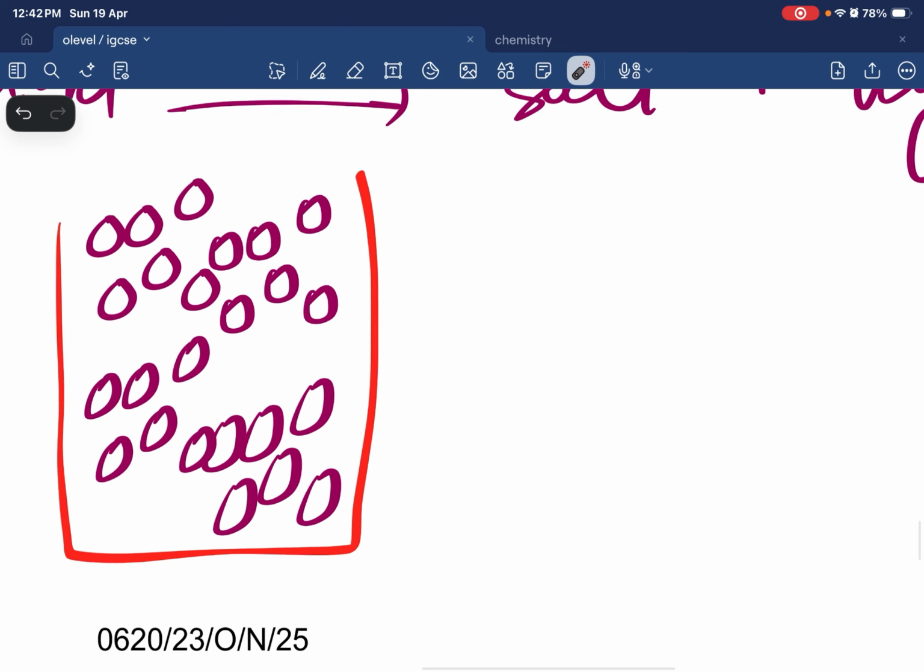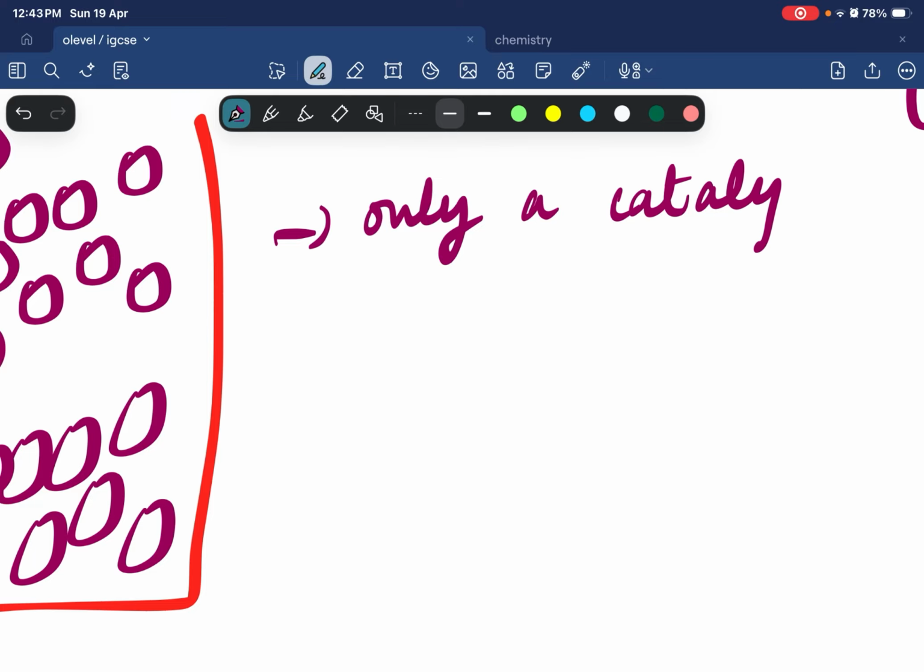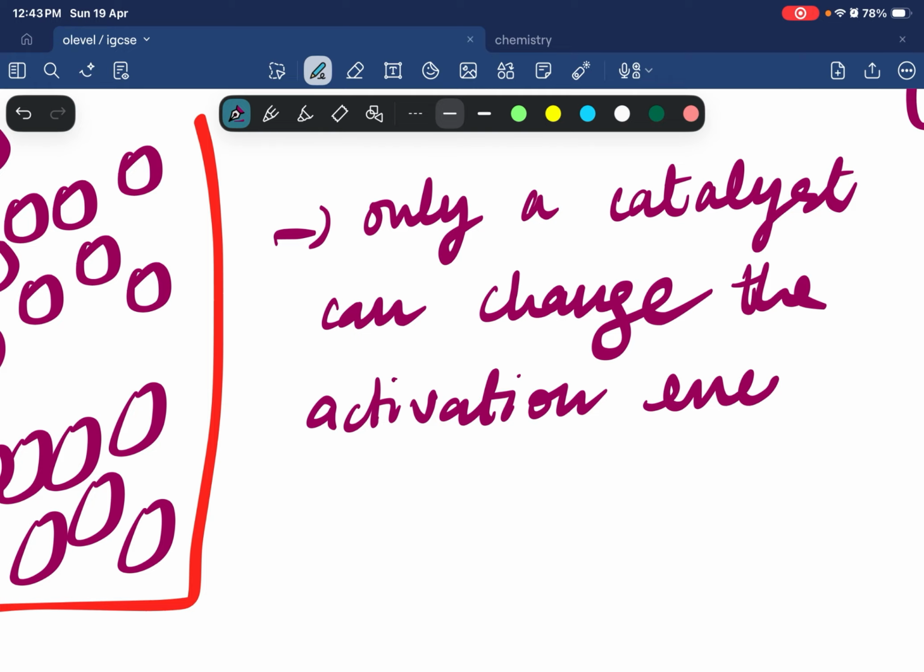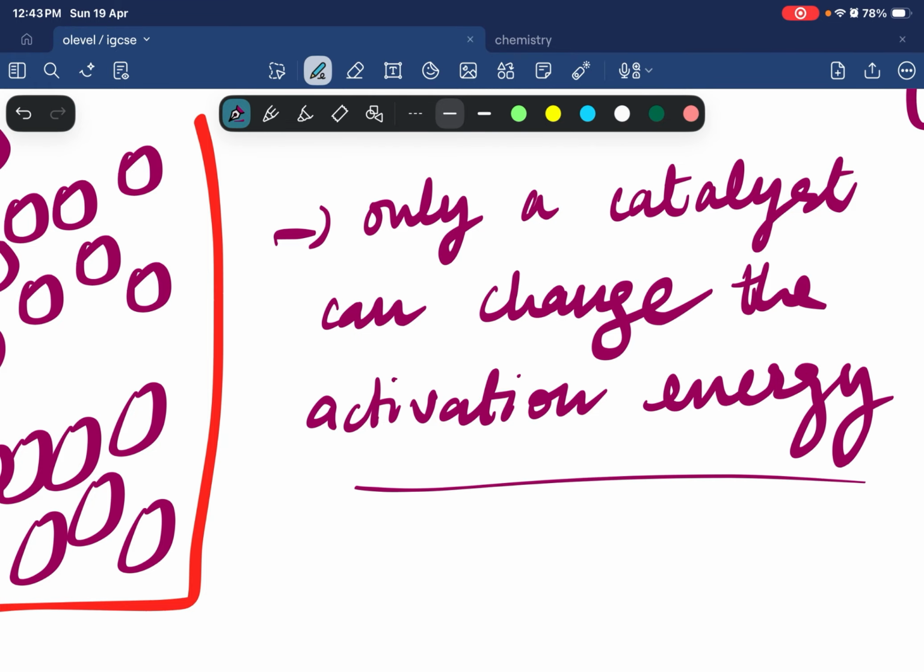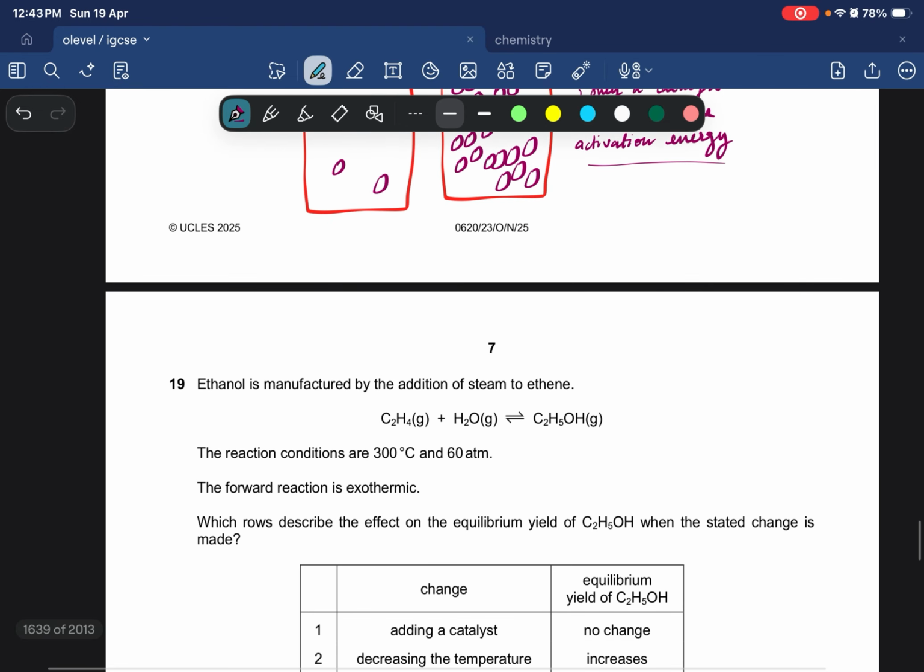Activation energy, remember, can only be changed by one thing. Only a catalyst can change the activation energy. Only a catalyst can change the activation energy. Done? Done.